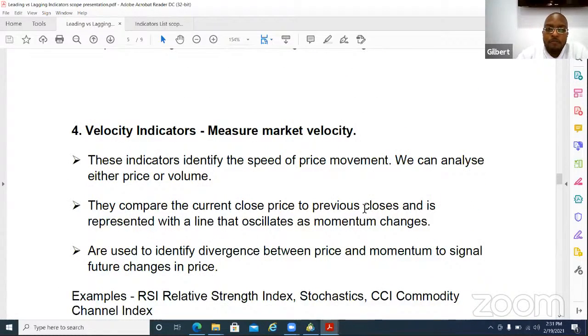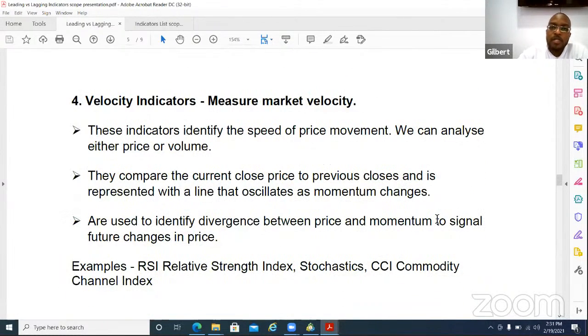So number 4, we have velocity indicators. These measure the market velocity, and they identify the speed of price movement. We can use them to identify the speed of price movement, or also the rate at which volumes are increasing. So this one can be used to measure either price or volumes. They compare the current closing price to previous closing prices, and that representation is given in a line that oscillates between 2 extreme levels. So this line oscillates as the momentum changes.